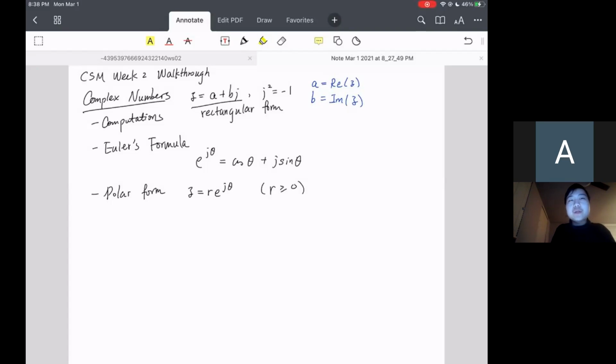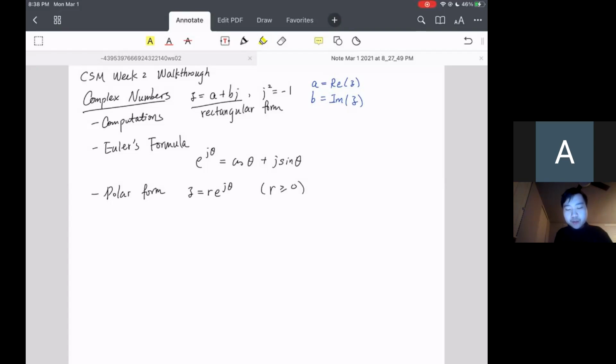Okay, so with this Euler's formula, we can actually write our rectangular form of complex numbers into another form, which we call the polar form. So to write things in polar form, we have to express it in terms of r times e to the j theta, where r is greater than or equal to 0.